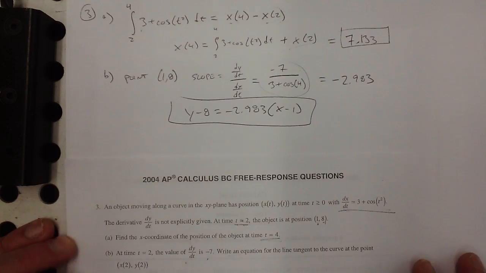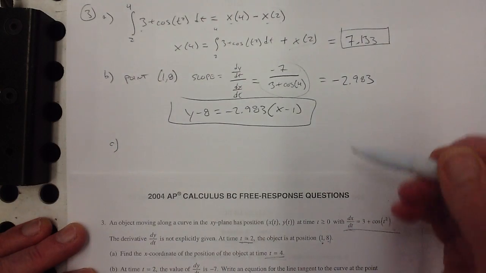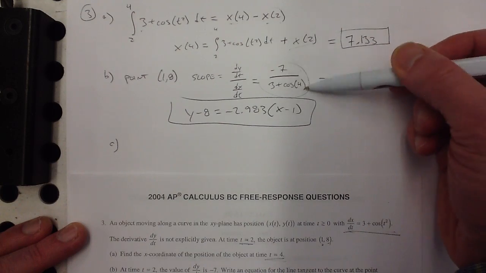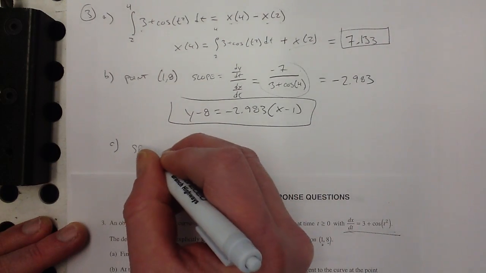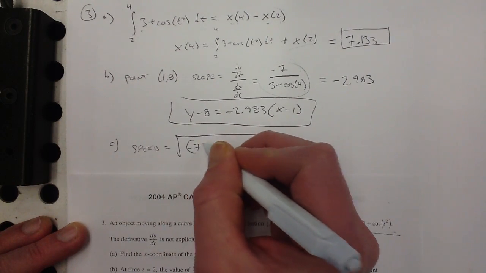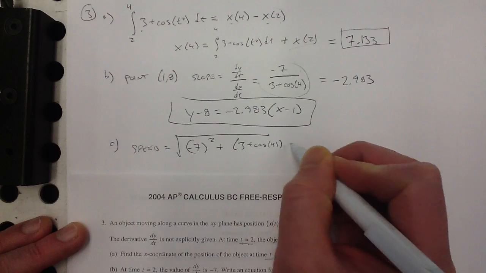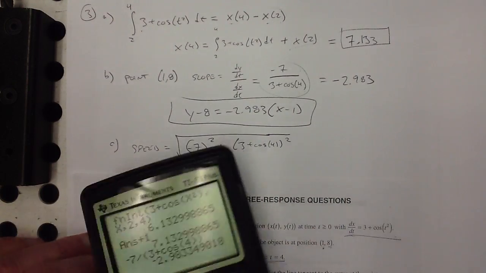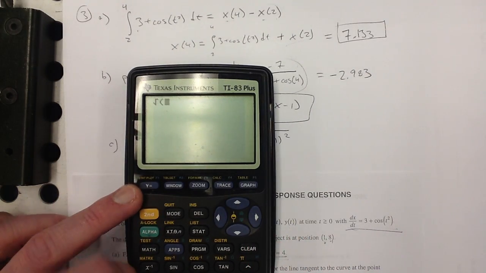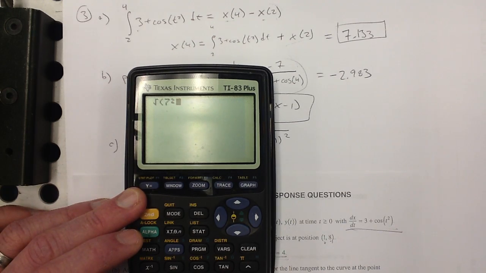Okay, find the speed of the object at time 2. Well, I think we've got the pieces, right? It's at the same time, time equals 2, so the speed is just the Pythagorean theorem on these two numbers. So speed is equal to the square root of negative 7 squared plus (3 plus cosine of 4) squared. So let's see, that's the square root of 7 squared, I dropped the negative because it's going to turn out to be positive anyway, right?